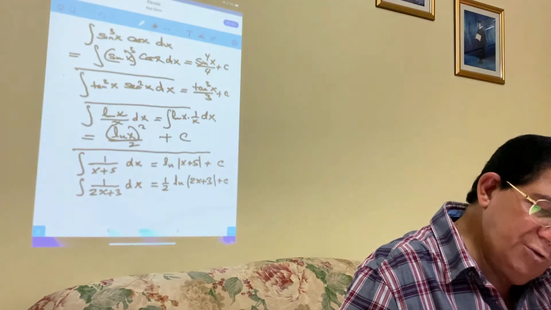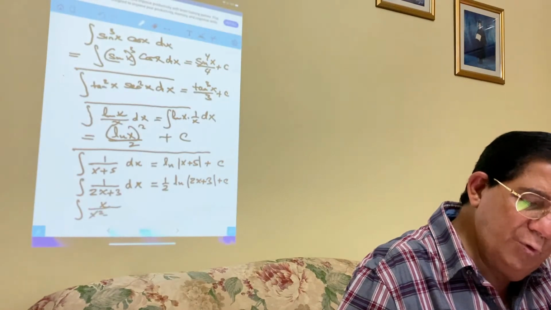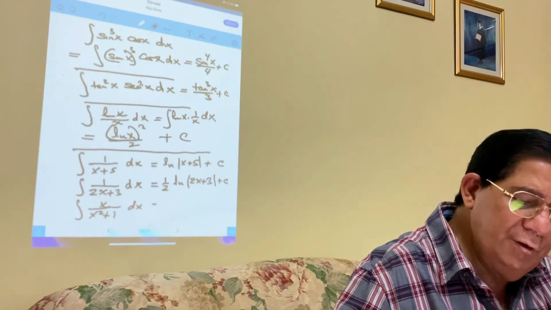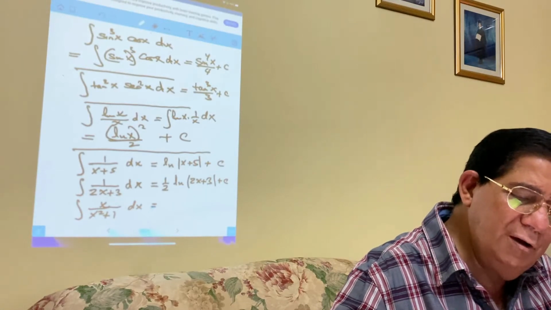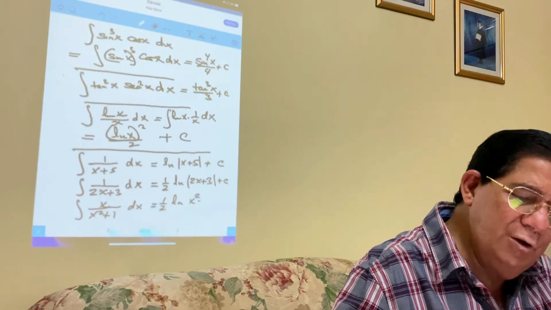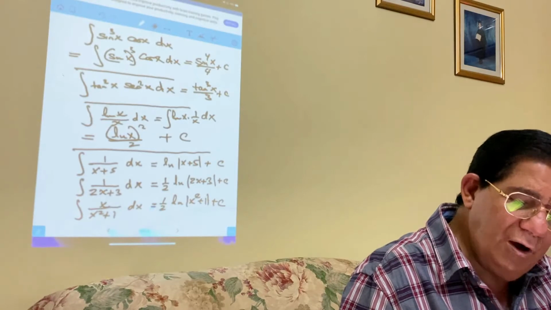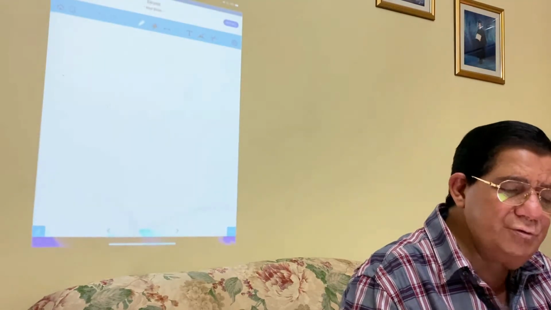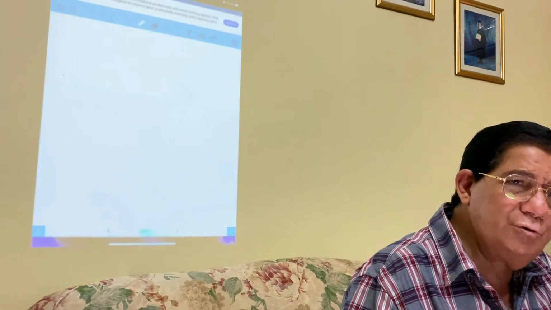What is the integration of x over x squared plus 1 dx? Then this is equal to... Differentiation of x squared plus 1 is 2x. 2 is missing, so half ln modulus of x squared plus 1 plus c. All these are examples about these 3 important rules. These are three very important rules.